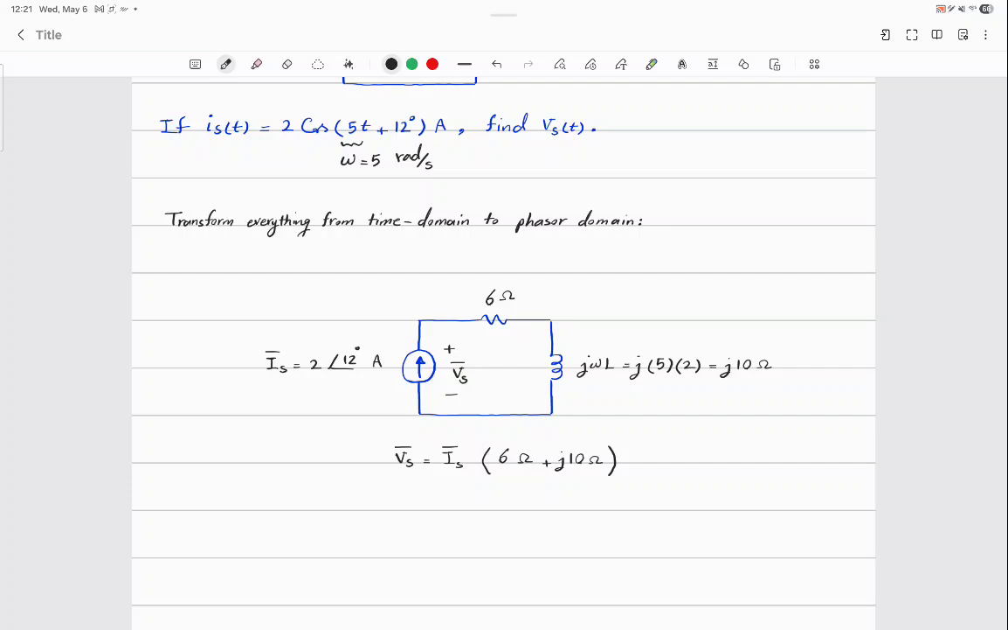Were you able to do this if it wasn't in the phasor form? No, because the equation governing the behavior of the inductor is not Ohm's law, but in phasor form it is. So it's equal to, what is I_s? 2 angle 12 degrees amps multiplied by 6 plus j10 ohms.